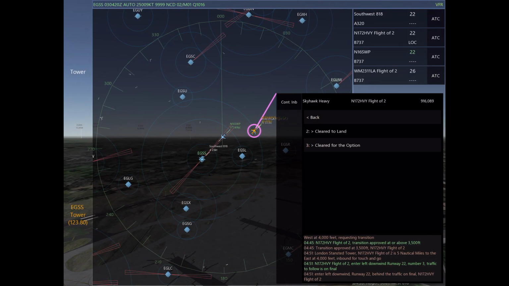The last thing I need to do is clear the Flight of 2 for the option. Remember, I'm only giving instructions to the lead aircraft, but those instructions apply to all aircraft in the flight.